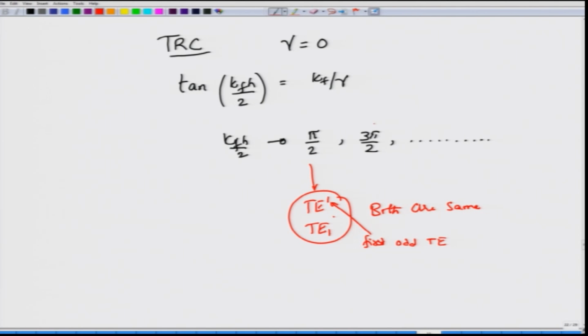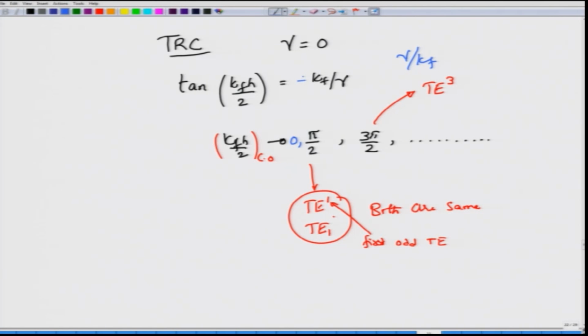Okay. The next odd TE mode also will be obtained when your argument kappa f h at the cutoff condition will increase beyond pi by 2 and actually go to 3 pi by 2. So, what you get here will be the next odd mode, which of course will be TE 3. Now, you might also have guessed that for the even mode condition, instead of them being at pi by 2, 3 pi by 2, when this left hand side goes through 0, right, and for that one for the even modes you will have something like gamma by kappa f, right.